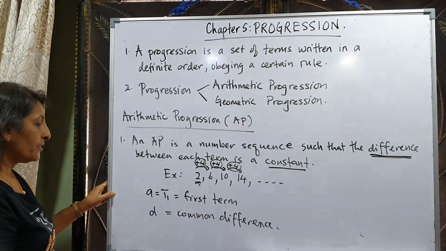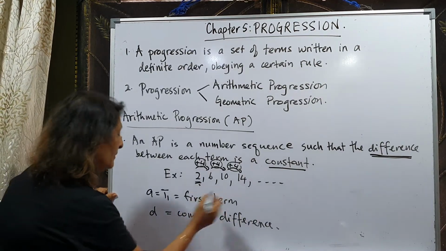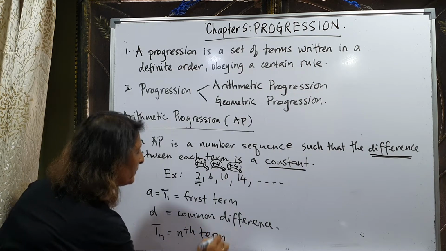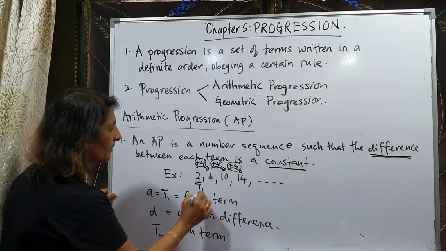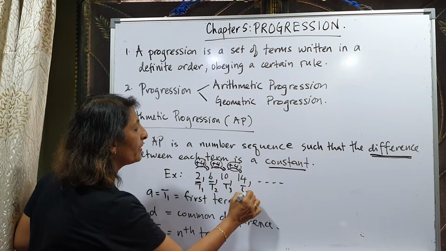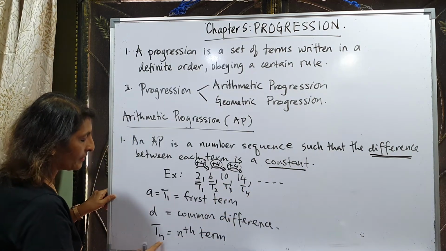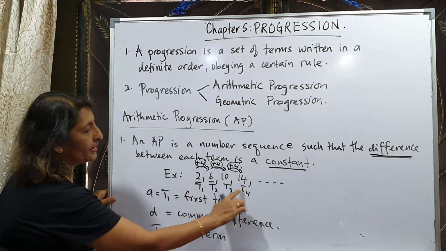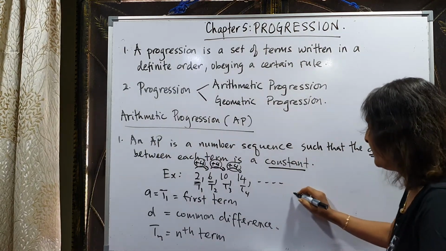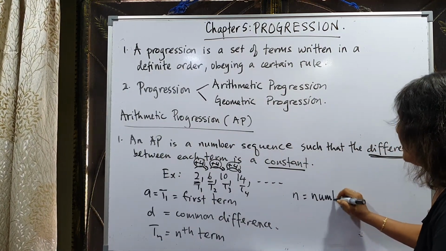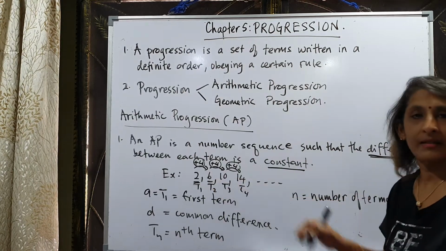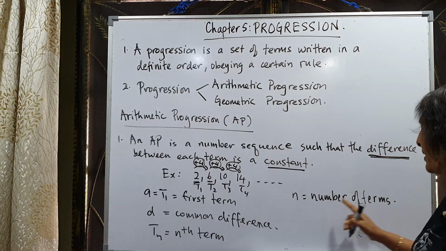Then we also have Tn. Tn is called the nth term. This is T1, the first term. This is T2, the second term. This is T3, T4, and so on. So Tn means the nth term. And then we also have n. n represents the number of terms, that means how many numbers there are in this sequence.